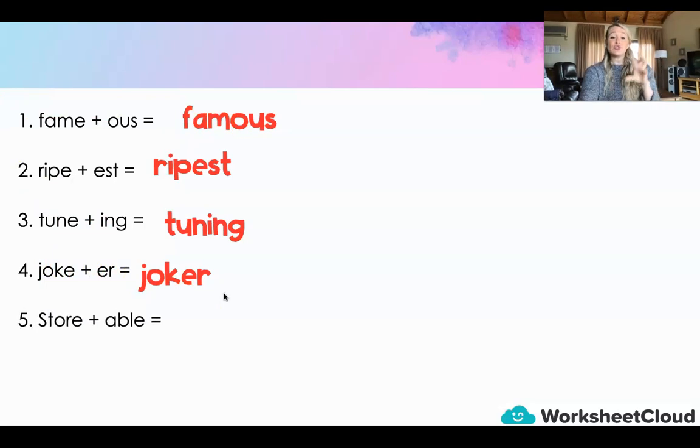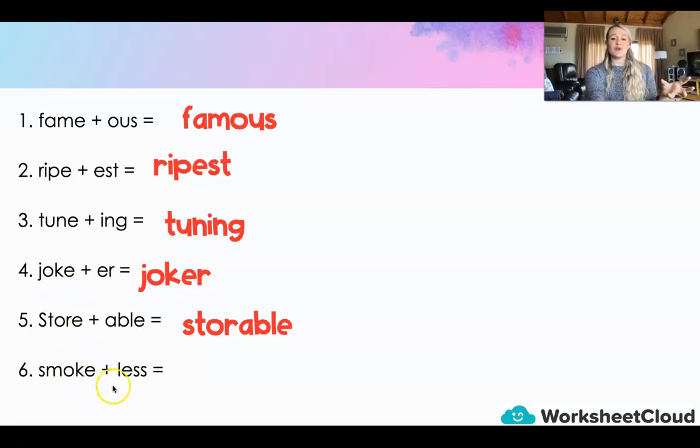Number five, store and able. Remember the ability to store. Drop that E, becomes storable. And number six, smokeless. Now this is a trick one because I wanted to see if you are paying attention. So we've got a consonant there, we've got a vowel there. We do not drop that E and it becomes smokeless, just the two together, because it's only if we've got vowel plus vowel together that we drop that silent E. Here with this E, we're going to add it to a consonant, so there's no need to drop it.